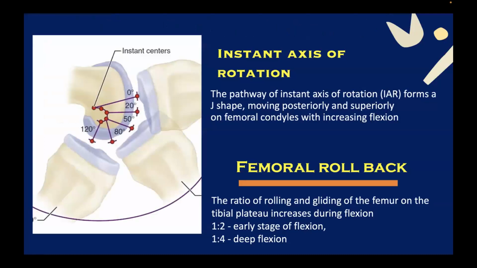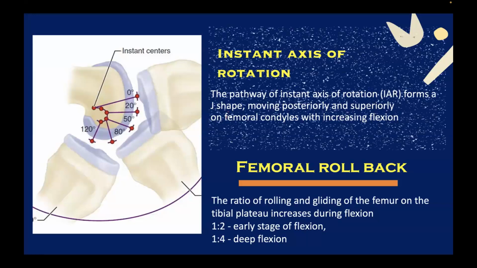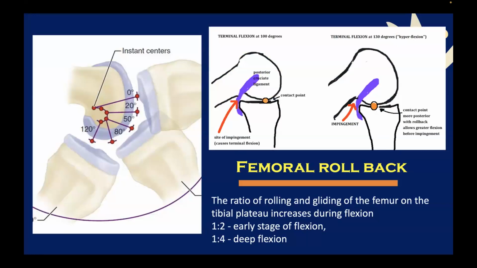So the instant axis of rotation, all of us know about the J curve. The pathway of instant rotation forms a J shape, moving posteriorly and superiorly on the femoral condyle with increasing flexion. So regarding the knee kinematics, the concept of femoral rollback is the most important.